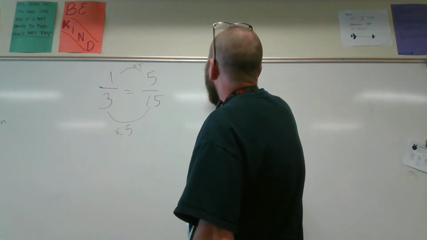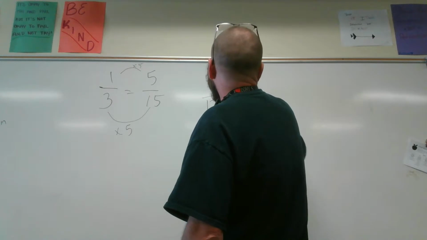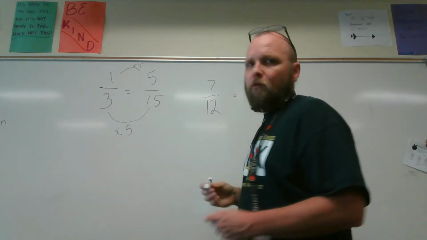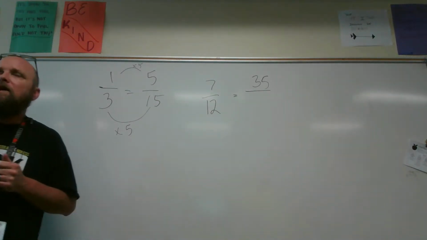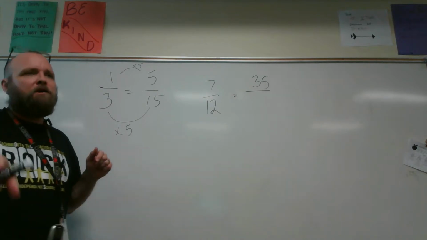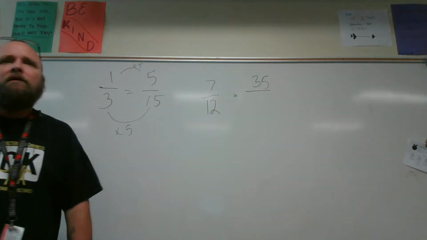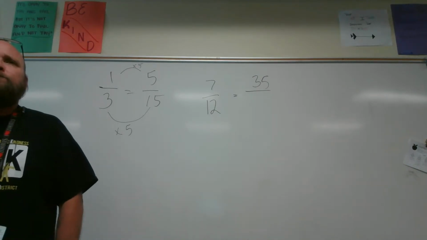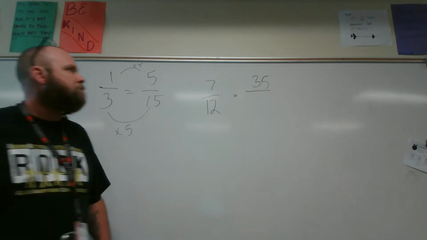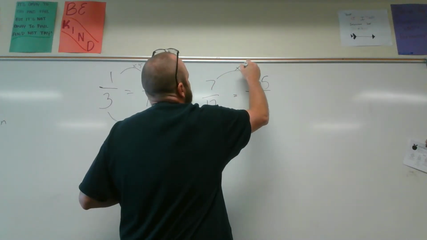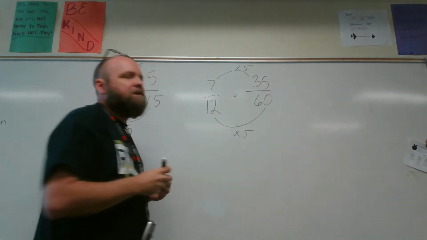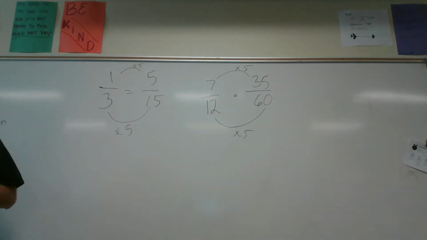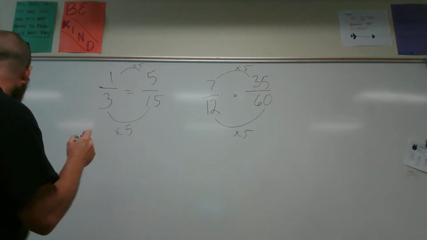We have 7/12 equals 35 over blank. We need to find our missing denominator in this case. Elijah. Okay, so 5 times 7 equals 35, and then 5 times 12 is 60. So 35/60ths is equivalent to 7/12.